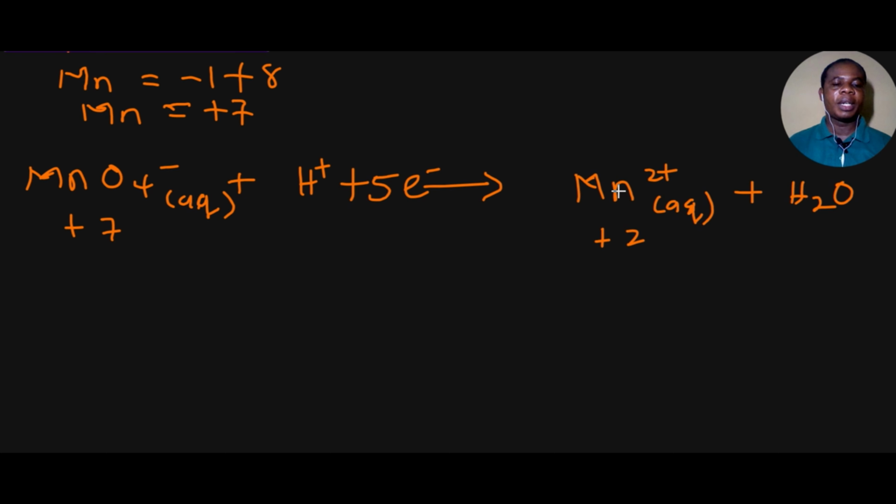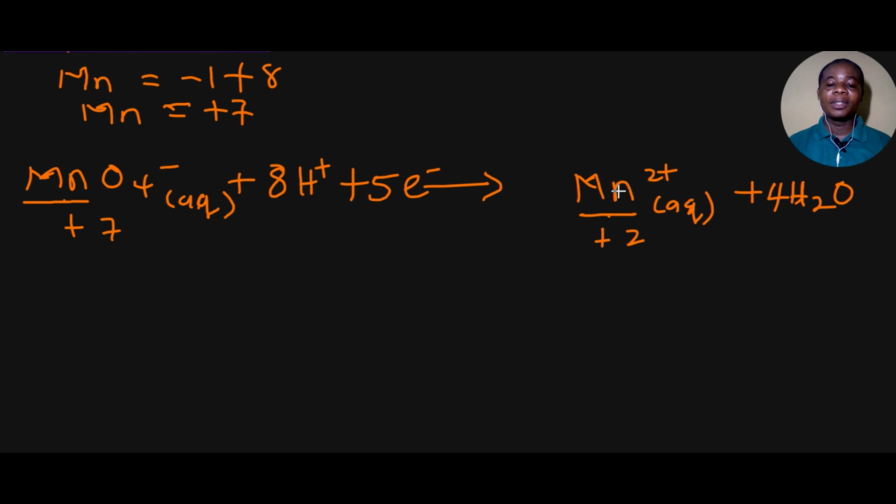So the first thing you have to consider here is to balance the atoms. In balancing the atoms, manganese is one here, manganese also is one here. Oxygen is 4 here, oxygen is just 1 here. So what do we do? Let's place 4 in this place. So oxygen is 4. Hydrogen is 1, hydrogen is 8 here. We need to place 8 electrons here.